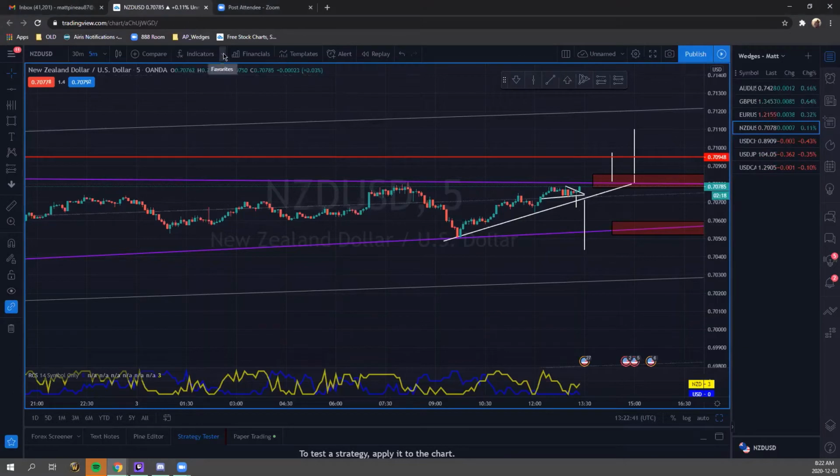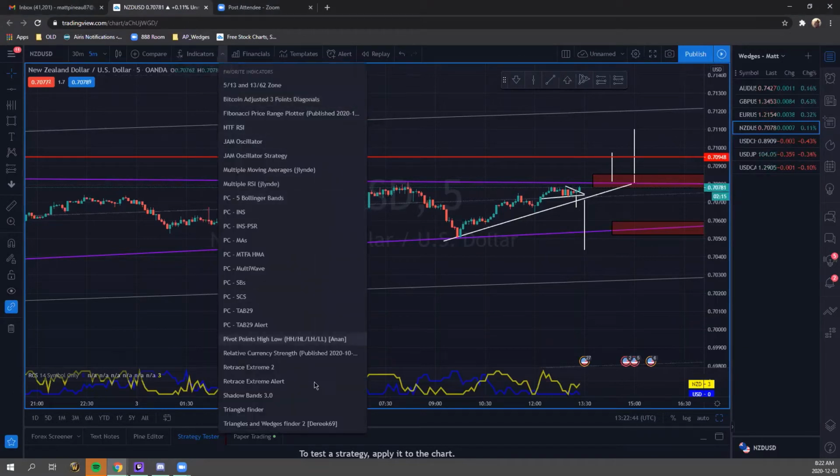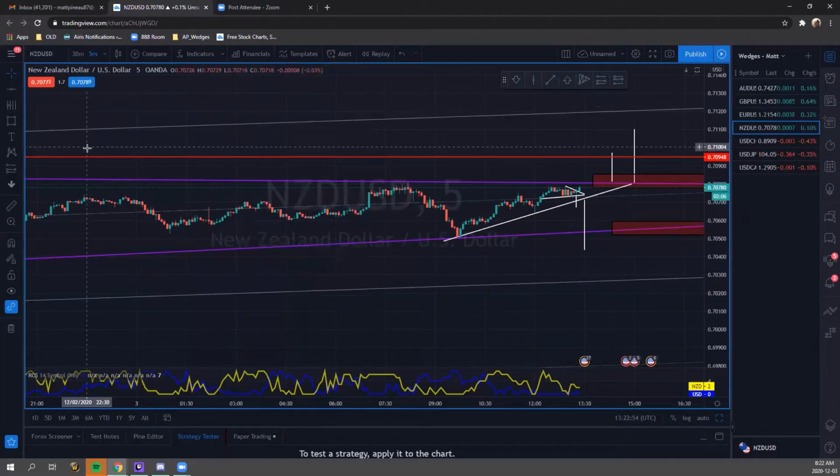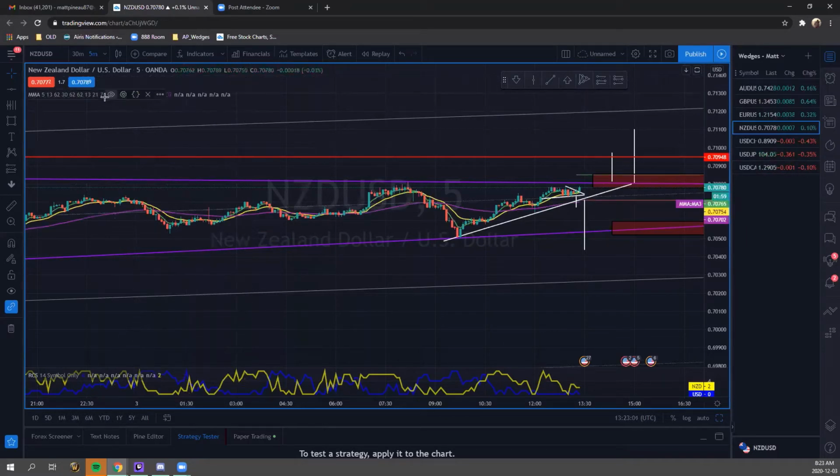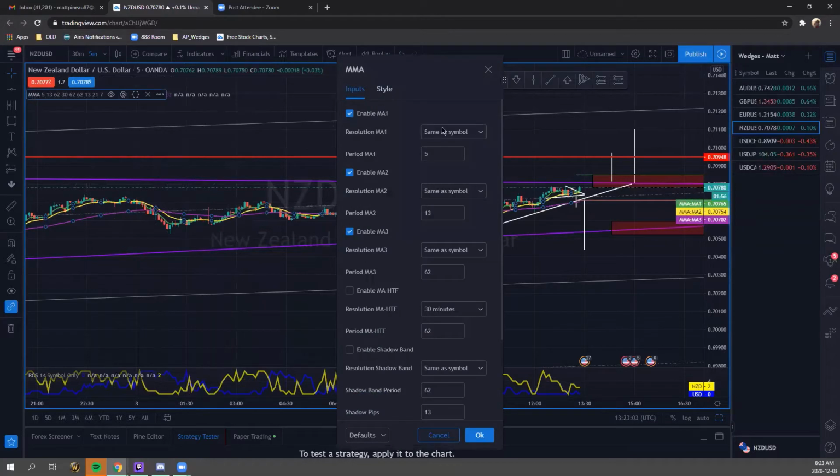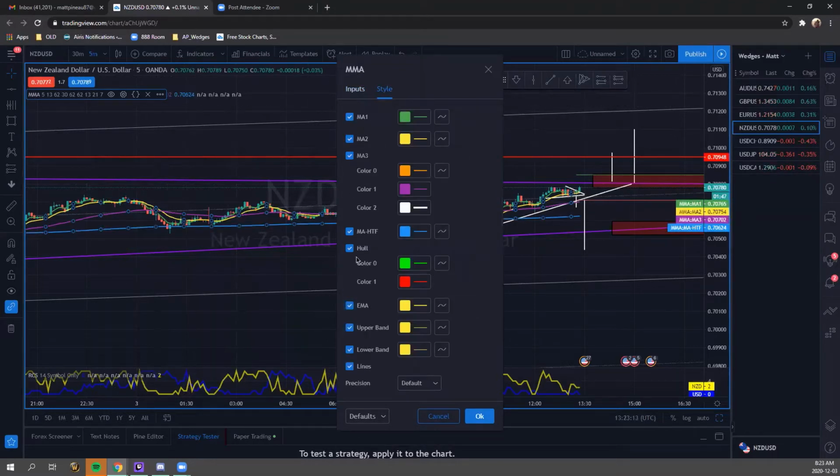This is pretty simple, so we'll add that to the chart. Where is the 13-62 cross? Multiple moving averages. Oh, there it is. All right, so let's make sure this is set up properly. And the higher time frame. Let me set this up in colors that I prefer. Let's turn this off.